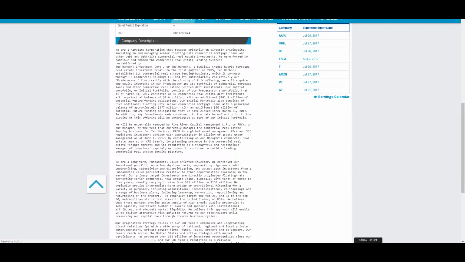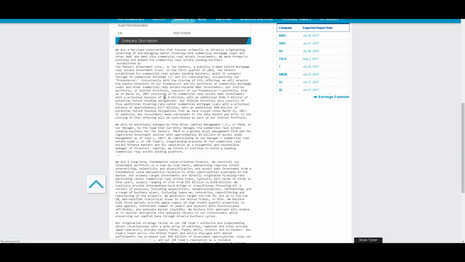Then it went into what their current portfolio consists of. So they go down and it is right in here. Their initial portfolio consists of their predecessor's portfolio, which as of March 31st, 2017 is 41 commercial real estate debt investments with a balance of $1.6 billion, with an additional $181.9 million in potential future funding obligations.